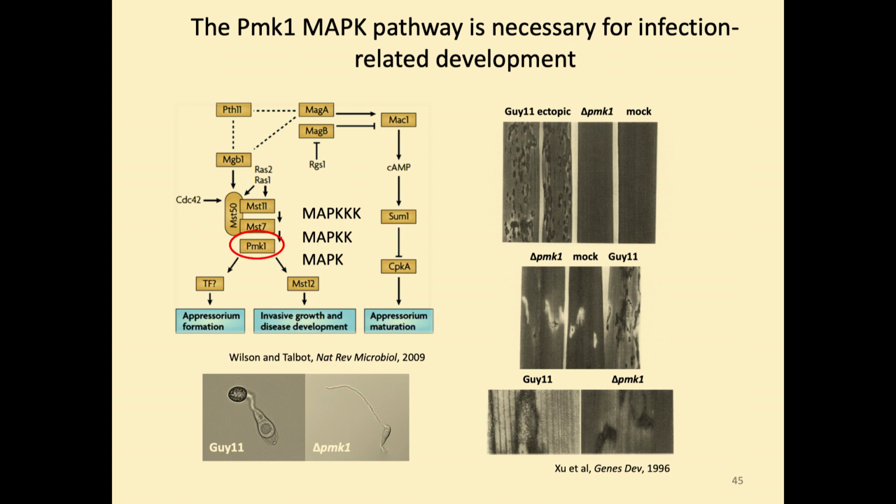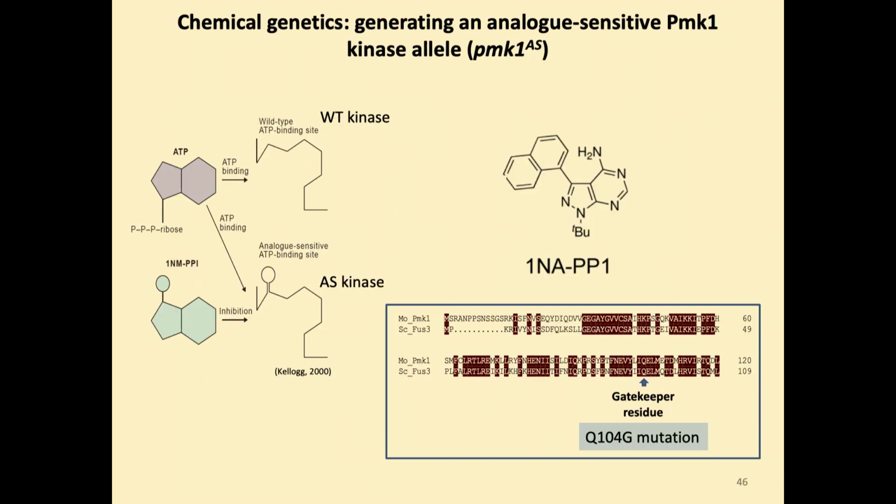And we thought, is there a way that we could potentially study that? So we decided to take a chemical genetic approach. The way we did that is we made a point mutation, a glutamine to glycine mutation in the gatekeeper residue, which is in the ATP binding pocket of that MAP kinase. We were then able to take that mutant allele and do a knock-in, an allelic replacement of the native gene locus back in the fungus. So we've now made a mutant with a single point mutation in the ATP binding pocket. That will make that kinase susceptible to an ATP analog called naphthyl PP1.